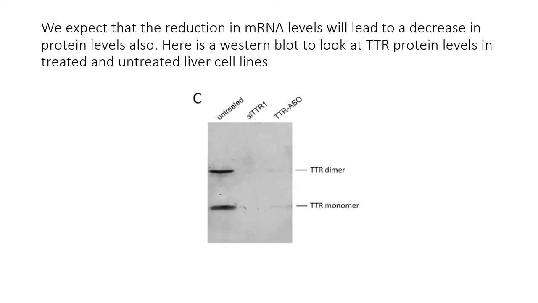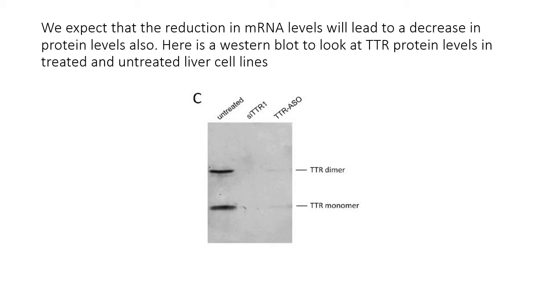Okay, so we expect that if we've reduced the amount of RNA, we will also reduce the level of protein that's present. So this is again still in cell lines, and what we're doing is isolating the protein from the cell line, and then doing Western blots on the untreated versus the silencing TTR versus the double strand of the DNA oligo, ASO TTR. So in this Western blot, now they're not showing us any controls, which is really rude.